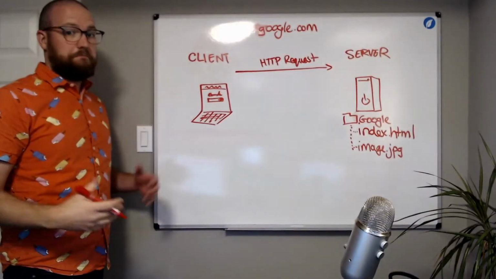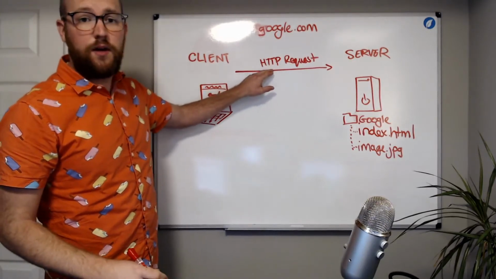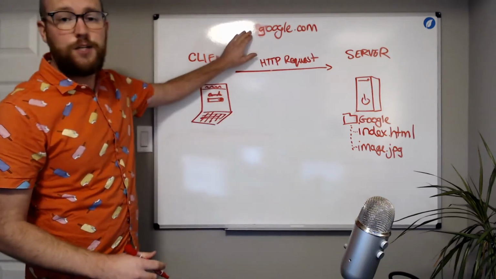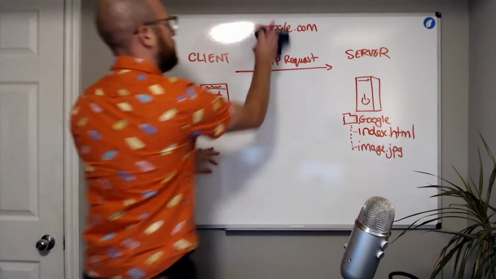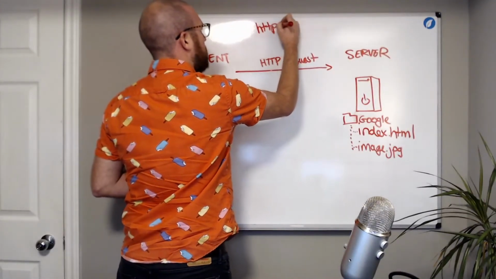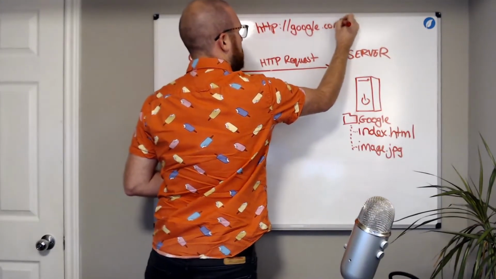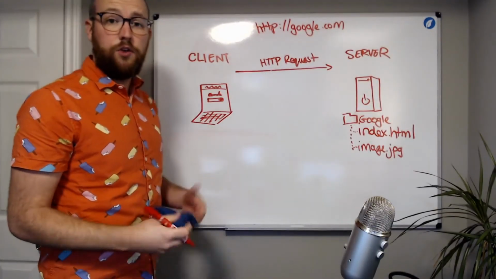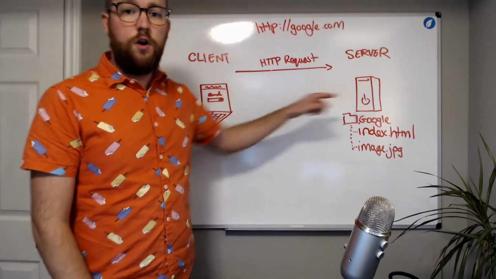The protocol that I'm using is the hypertext transfer protocol, which is the HTTP protocol. Because technically speaking, I'm not going to google.com, am I? I'm going to http://google.com. My browser is just going to auto-add that protocol piece. But this is the protocol that I'm using, the technology that I'm using. So I make an HTTP request to the server for google.com.